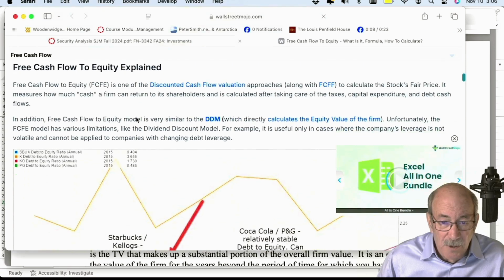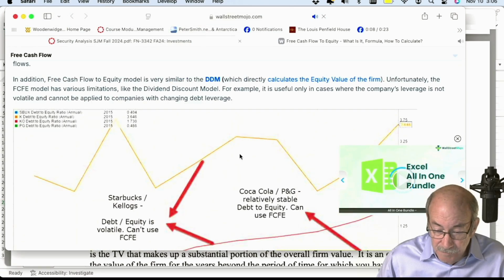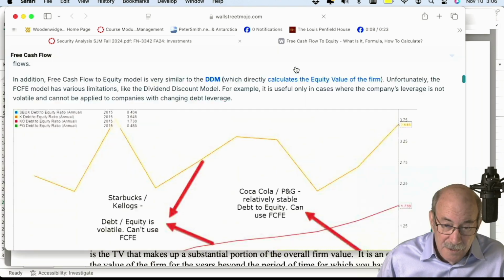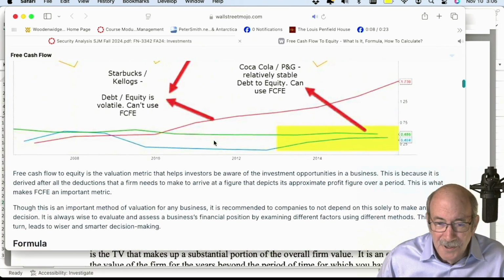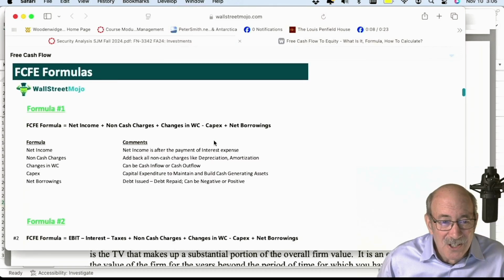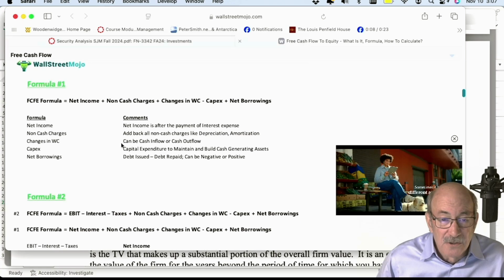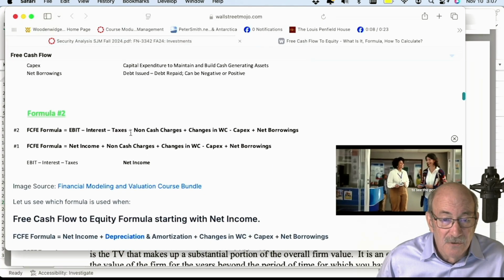But the real nice part about this is, once you get through all the pop-up stuff, here we are down at the formula. Free cash flow to equity equals net income plus non-cash charges plus changes in net working capital minus CapEx plus net borrowing. So this non-cash is actually depreciation, right? And then here are some comments about each of the accounts.